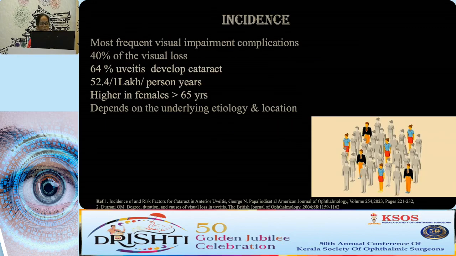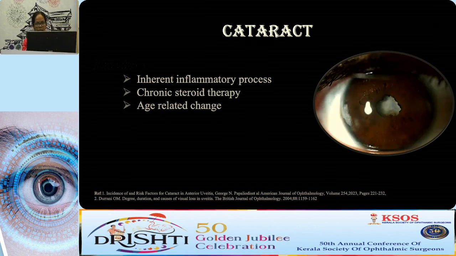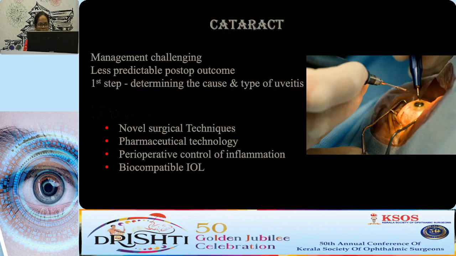So cataract is the most frequent visual impairment complication of uveitis, and it occurs in 64% of uveitis. The cause of cataract is either the inherent inflammatory process, chronic steroid therapy, or age-related change. The management of cataract is a challenge because of its less predictable post-operative outcome. And for the first step, determine the cause and type of uveitis and treat the cause. Now, because of the novel surgical techniques, pharmaceutical technology, perioperative control of inflammation, and biocompatible IOLs, prognosis has improved a lot.